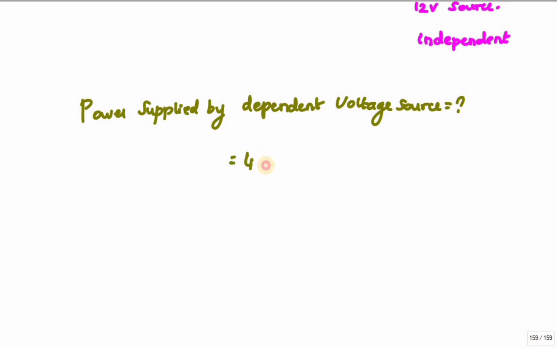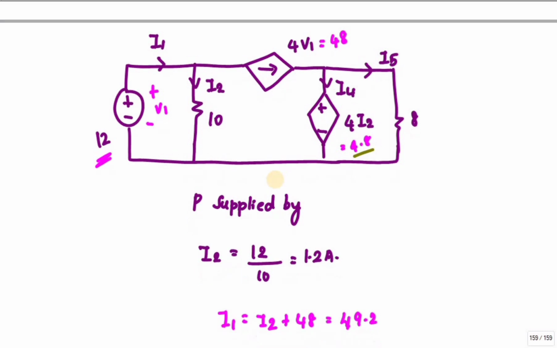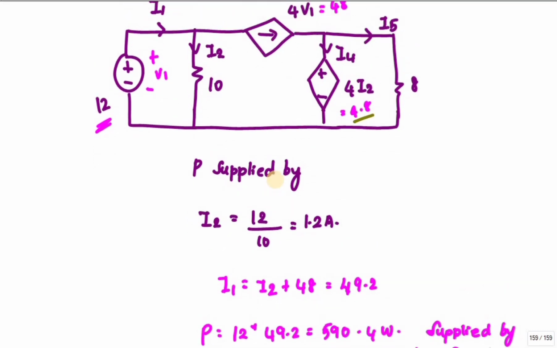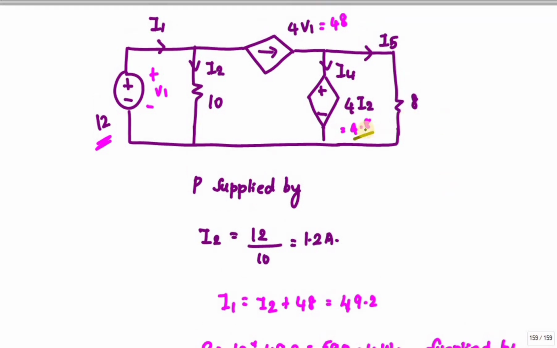Next, they are asked to find power supplied by the dependent voltage source. This is a dependent voltage source. So the voltage of this one is 4.8. So I need to find the value of I4, right? 4.8 is the voltage across this one. So 4.8 divided by 8, get the current of I5, that is 1.2 divided by 2 is 0.6. That is your I5. And the total current is 48, that gets split out into I4 plus 0.6. So I4 value is 47.4 now.